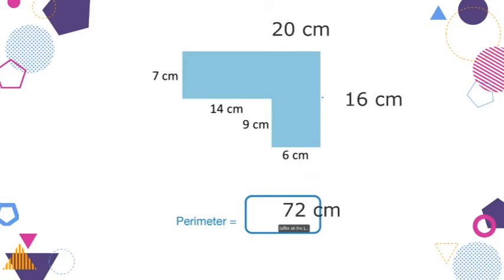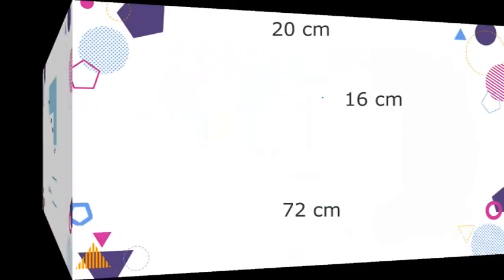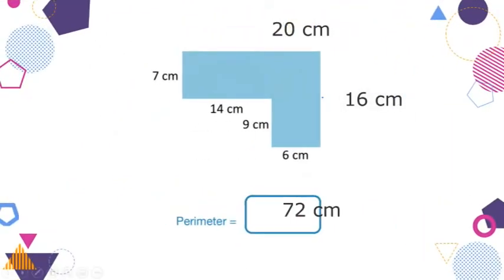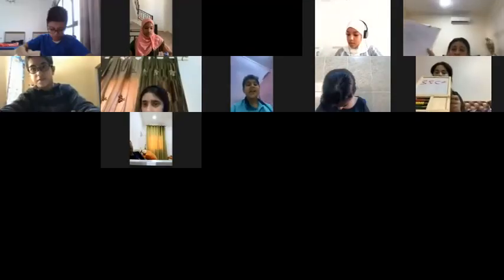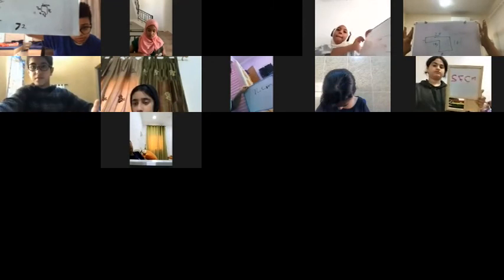Correct? Yes. Okay, let's see if Jaffer's answer is right. Is it 72 centimeters, class? Yes. Okay, show me your whiteboards, please. Oh, Maria's answer is 72. Hamza 72. Alwarith 72. Gasel 72. Janan, what's your answer? 72, correct?